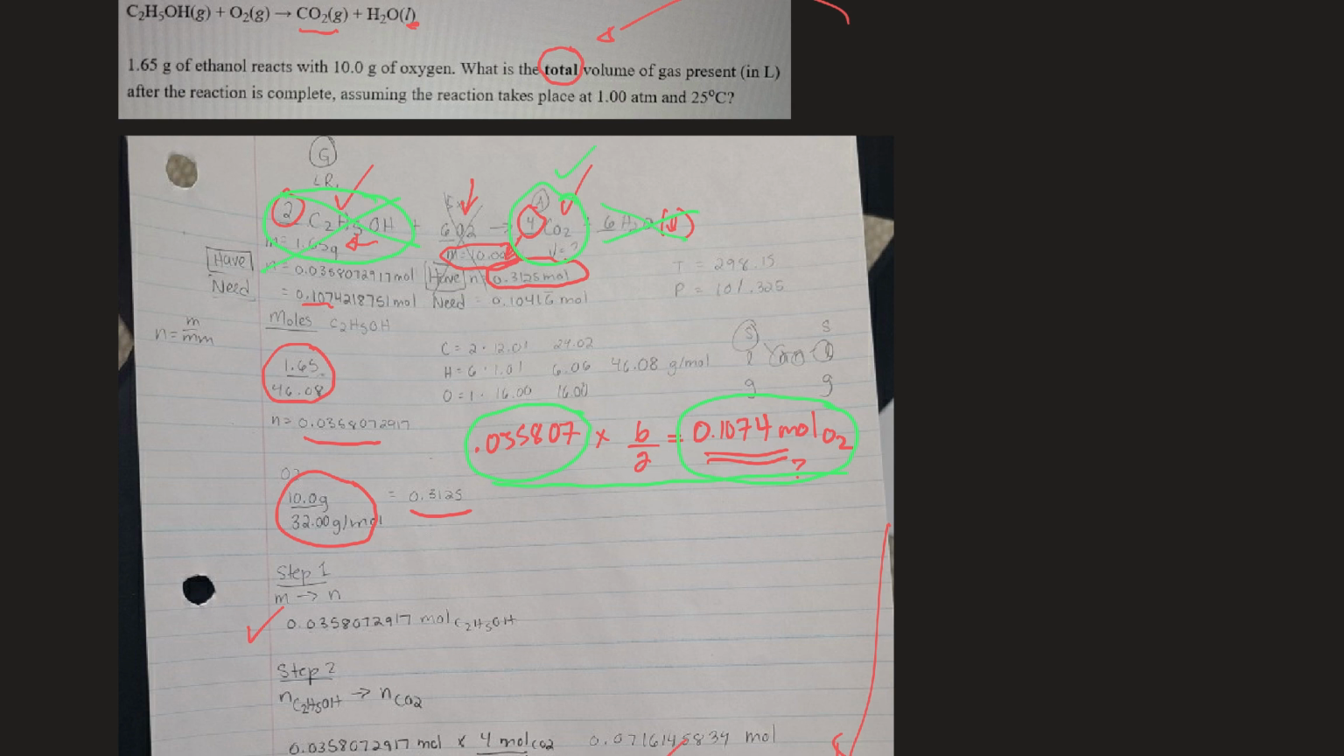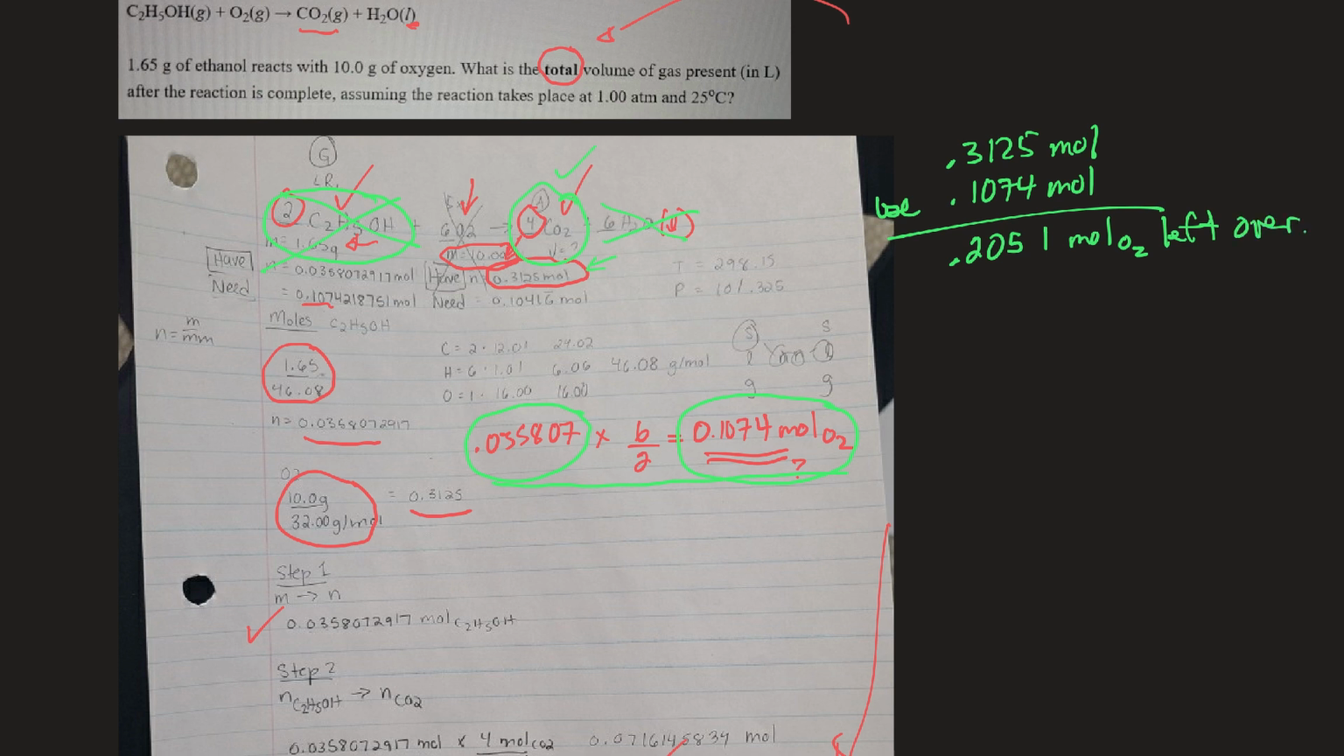Okay, but I have this much. So I have 0.3125 moles of oxygen. And if I use up 0.1074 moles of oxygen, if I subtract that, that's going to tell me how many moles of oxygen I have left over. So it'd be 1, I think that'd be a 5, a 0, and a 2. So I'd have 0.2051 moles of oxygen left over.